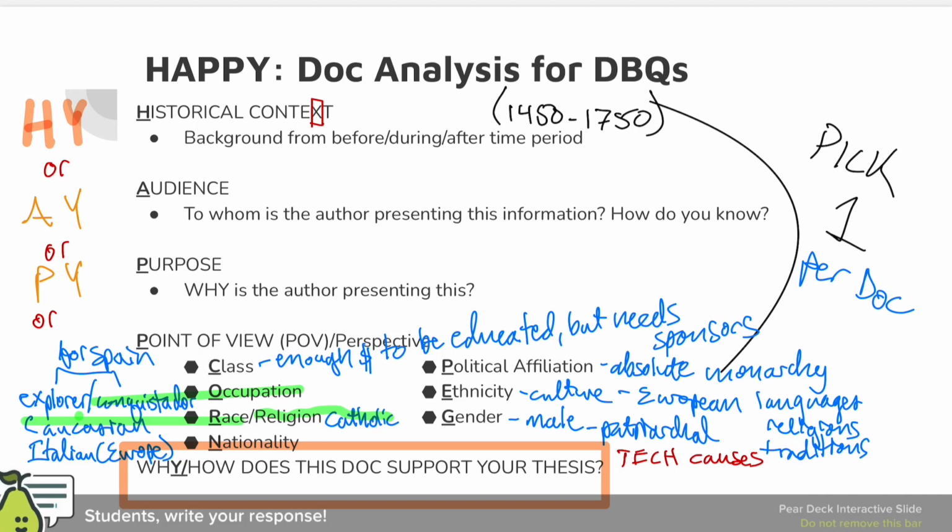And then I would go to, how does this document support my thesis? Well, in the document, Columbus describes how the natives lacked iron weapons and gunpowder technology, thus supporting the claim that there were technological reasons behind the European dominance of the New World. Okay, that's all I had to do. Just one of the HAPP acronyms and then describe how or why.